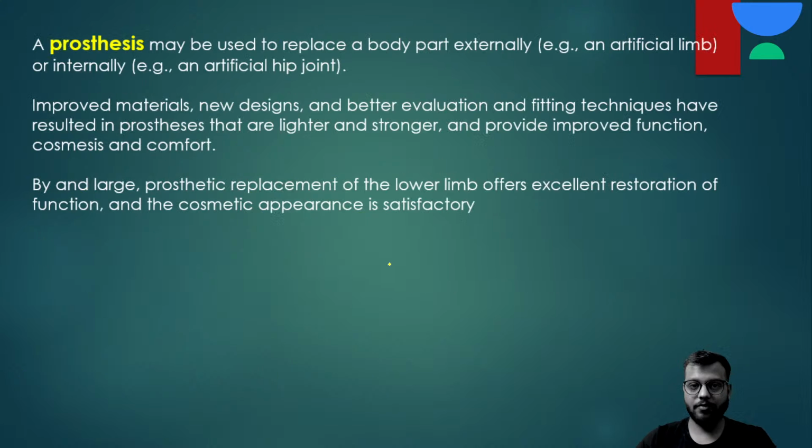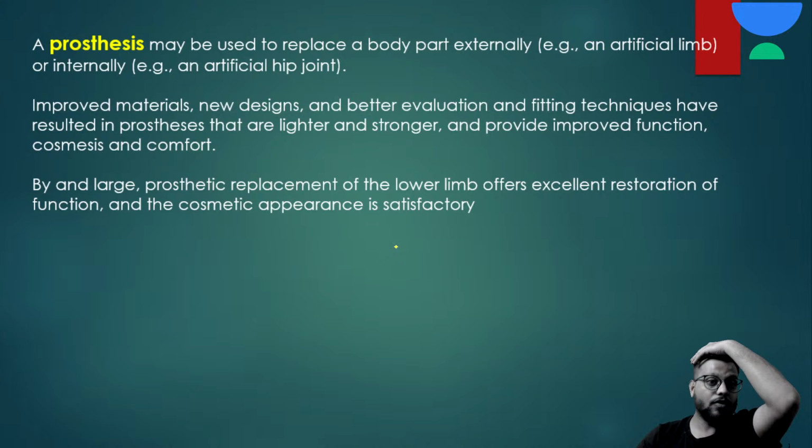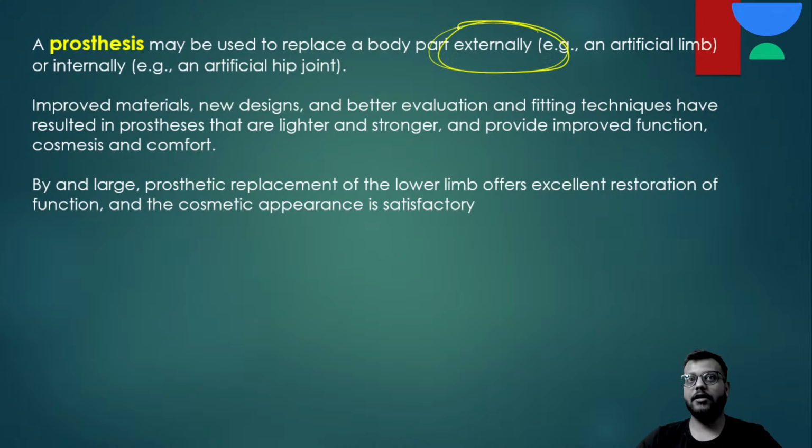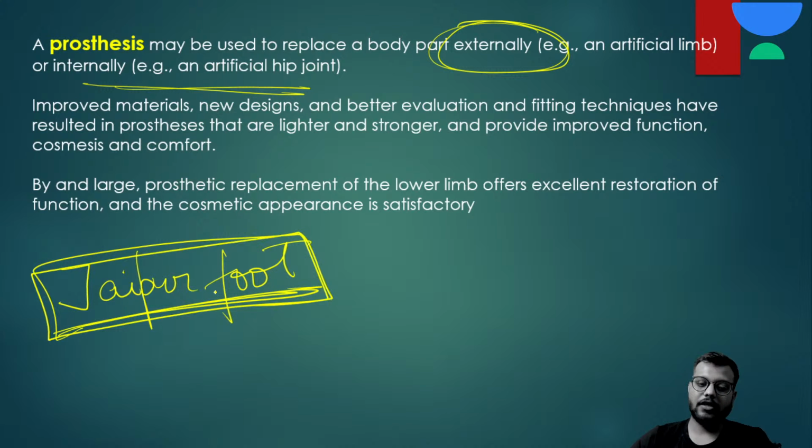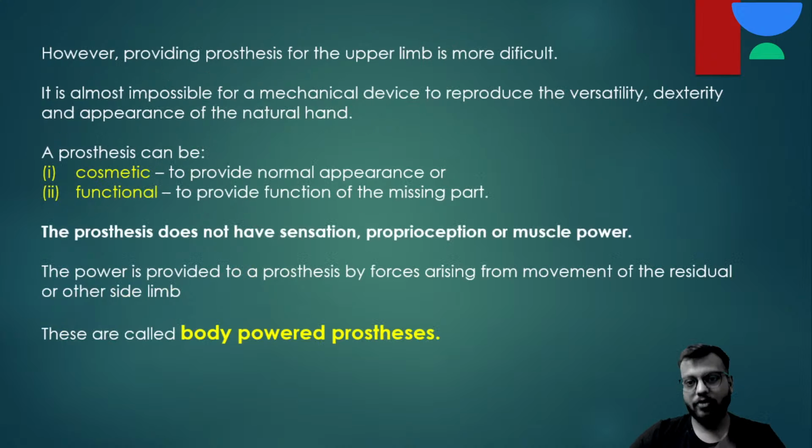So what is a prosthesis? A prosthesis is nothing but a replacement of any body part. Like in amputation, if you replace it with a prosthetic leg, it is external, and internally like in hemiarthroplasty, bipolar, or total hip replacement, total knee replacement, etc. With time obviously these have improved. And everyone must have heard of the Jaipur foot. For below knee amputation, there is a prosthesis developed at Jaipur in our hospital, SMS hospital only.